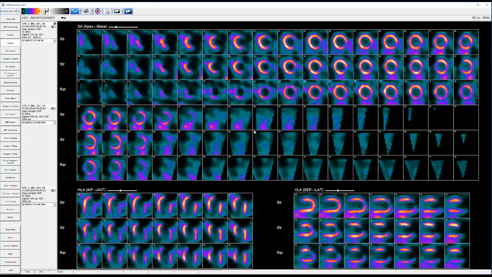The second thing I see is that if you focus your attention down to the base and the mid, the basal and mid inferolateral wall has decreased counts in the stress acquisitions in both. So it's not something that changes with position. And we compare that to the rest acquisition, which is a lower dose because that was done first. It seems there is some reversibility, suggesting a medium size ischemia of moderate intensity that I would localize to an OM territory.